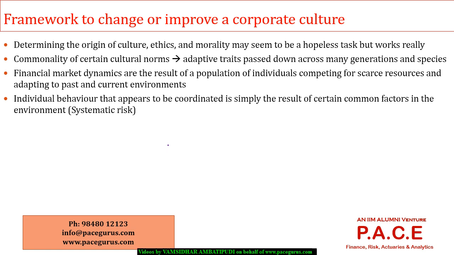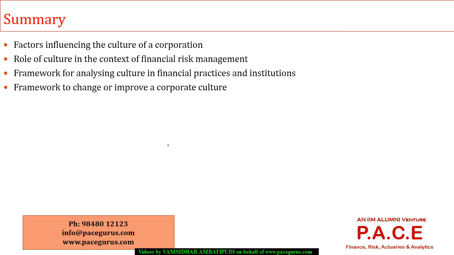Individual behavior that appears to be coordinated is simply the result of certain common factors. Right? As we said, they come from generations, species. So, whatever behavior is displayed by the individual is simply the result of certain common factors in the environment. So, that is where we talk about systematic risk, herd mentality, because the culture is common across the various generations. So, we cannot move away from that so easily. So, this is what the article talks of.